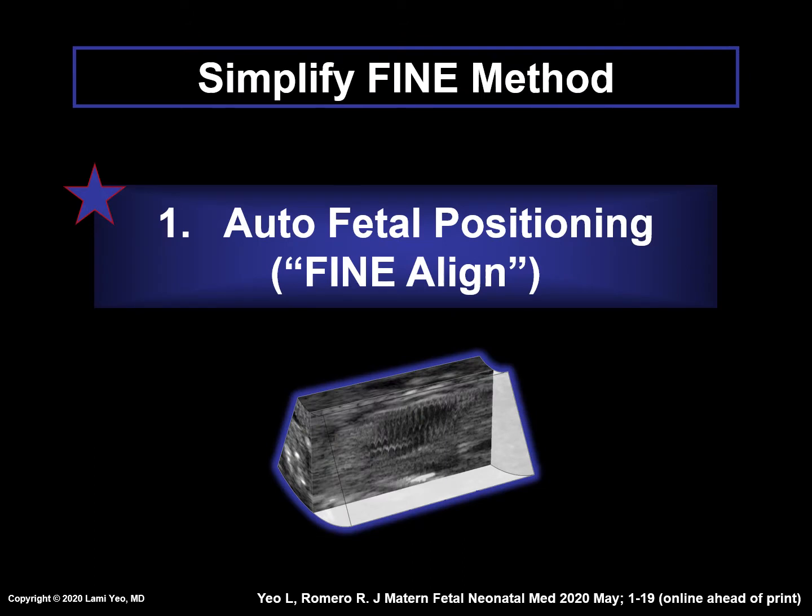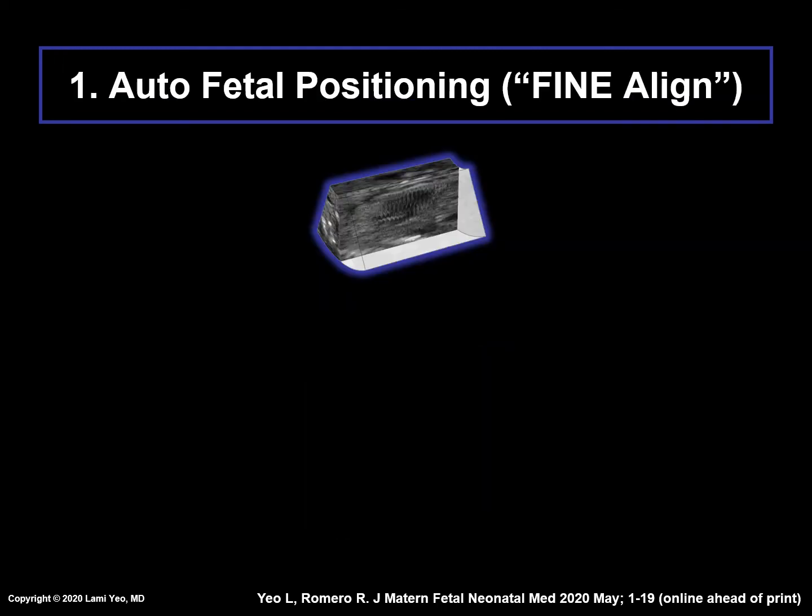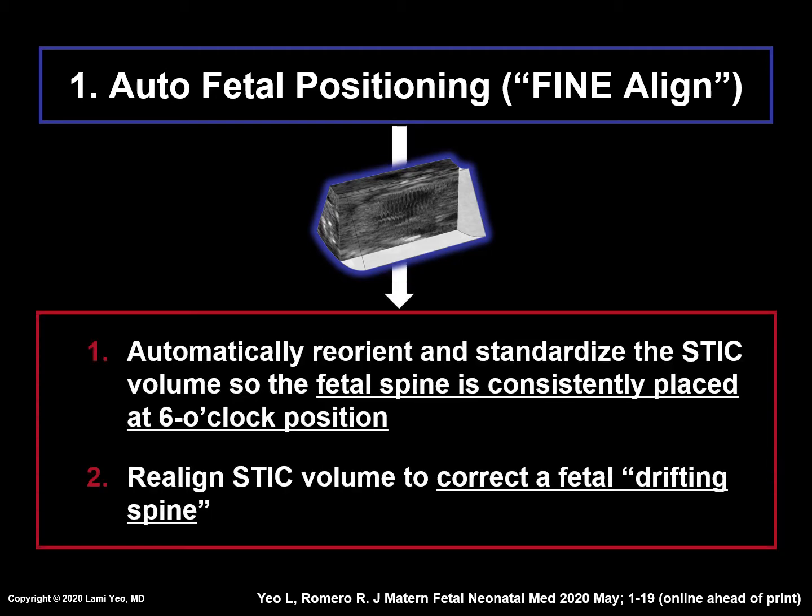What does autofetal positioning or fine align do? Autofetal positioning affects the stick volume dataset itself and occurs during the marking process. It will automatically reorient and standardize the stick volume so the fetal spine is consistently placed at the 6 o'clock position. Autofetal positioning will also realign the stick volume to correct a fetal drifting spine.